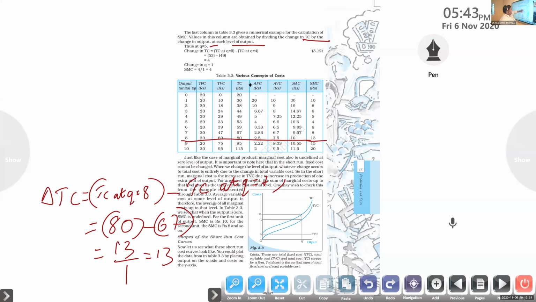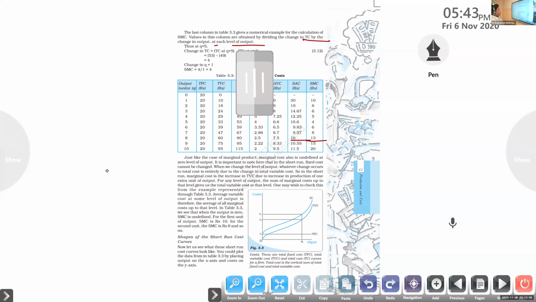Okay, so all these things are clear, I think. We are moving forward. Just like the case of the marginal product, marginal cost also is undefined at a 0 level of output. At 0 output, we are unable to define AFC, AVC, SAC, SMC. Only TFC and TC will be there, because one input is 0. TVC is 0. So we are unable to define AFC, AVC, SAC, and even SMC.